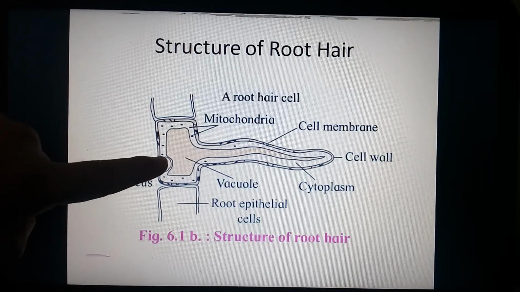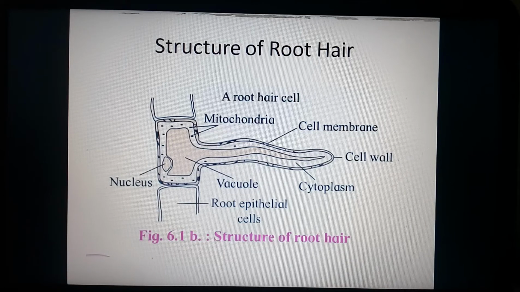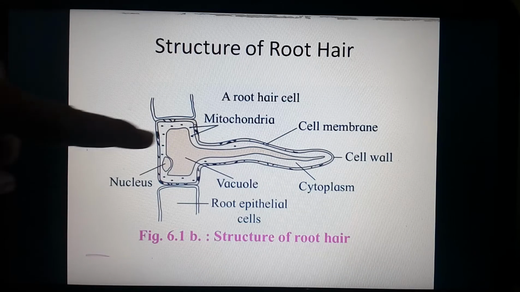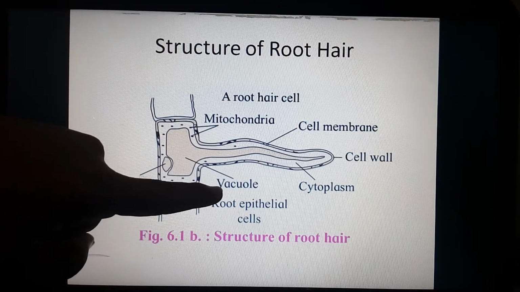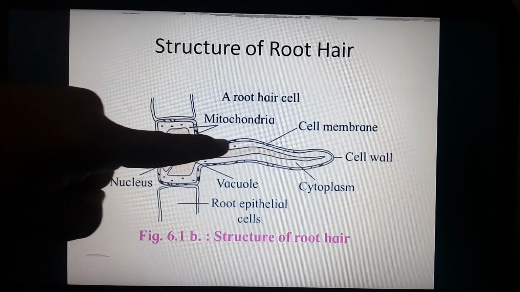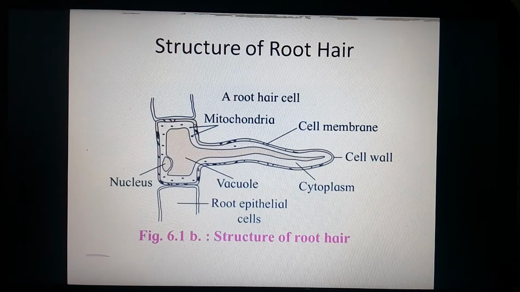Now see here, the nucleus of the root hair cell is prominent. It shows a large vacuole, and around this large vacuole there is a thin film of cytoplasm. Around this cytoplasm there is a cell membrane, and the cell membrane shows a plasma membrane and cell wall. The plasma membrane of the root hair is selectively permeable, and the cell wall of the root hair is also thin and freely permeable.